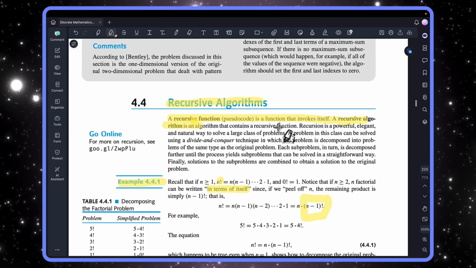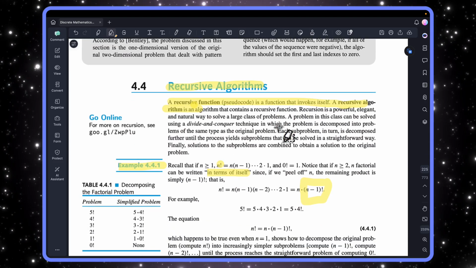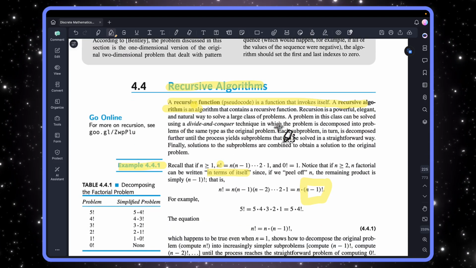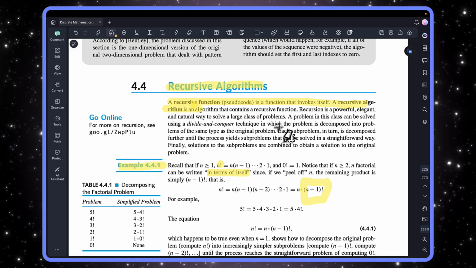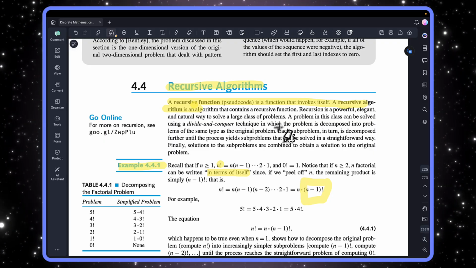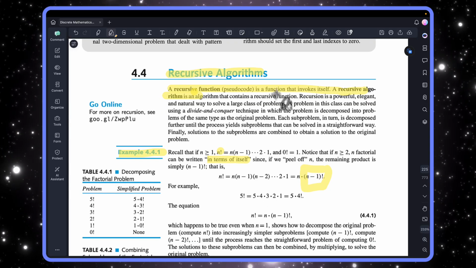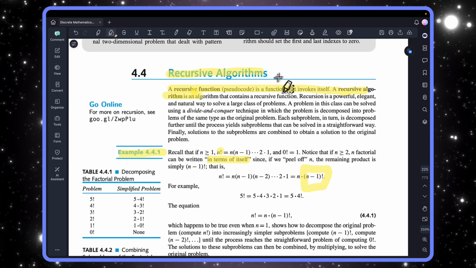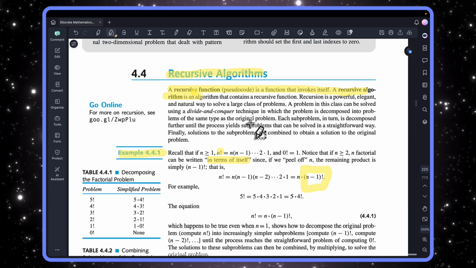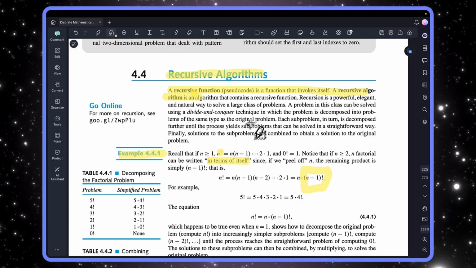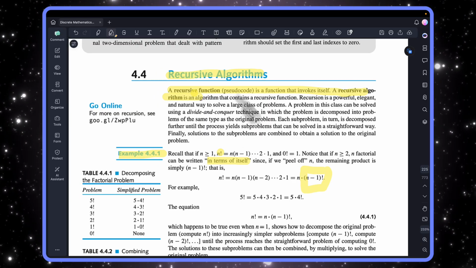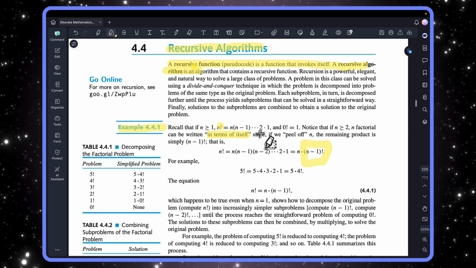Hello. Okay, section 4.4, recursive algorithms. So this is very interesting. This is how we can use programming, the way I think of this, to sort of mimic inductive proofs and inductive reasoning that we've had in the past. So let's go through some examples here.